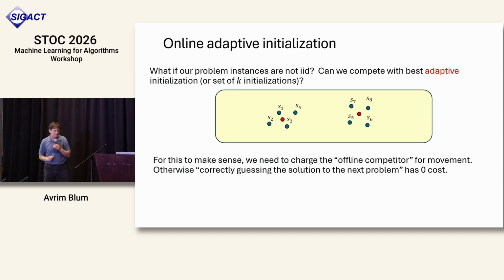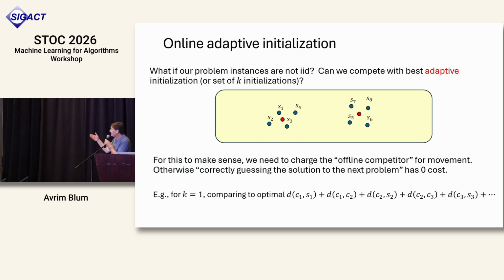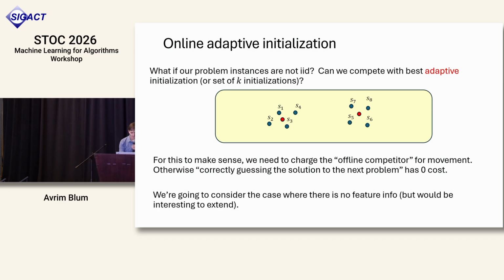So that's the thing we want to compare to, and that kind of makes sense as a comparator. For example, for k equals 1, we're comparing to the best starting point C1 for the first problem, and then we're allowed to move it from C1 to a new starting point C2, use that for the second problem, then move it again from C2 to C3, use that for the third problem, and so forth. We want to do nearly as well as that. I'm going to consider the case where there's no feature information, but I think it'd be an interesting problem to try to extend this kind of analysis to the case where there's feature information.